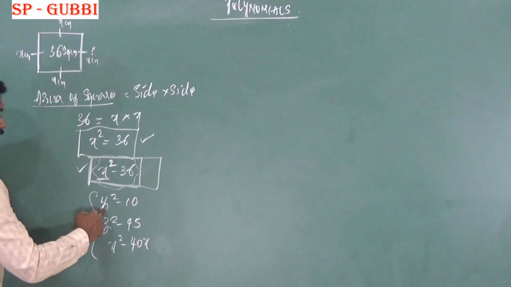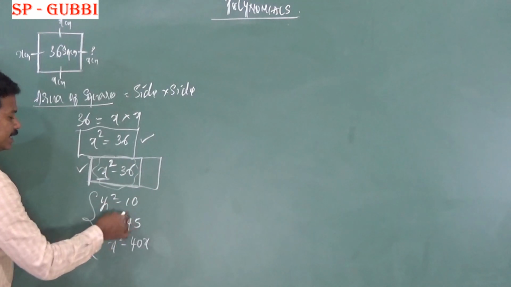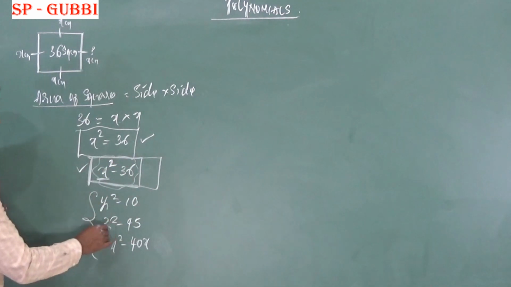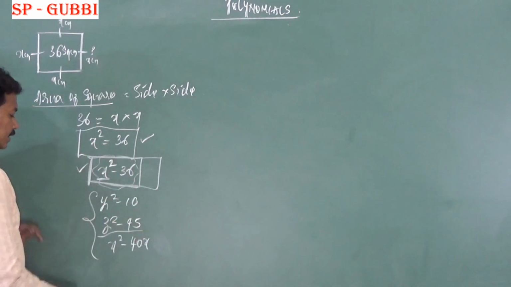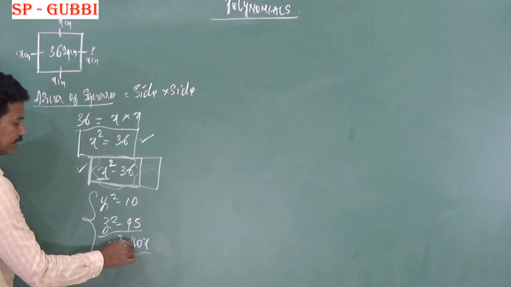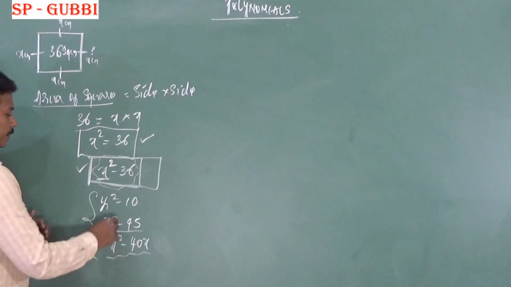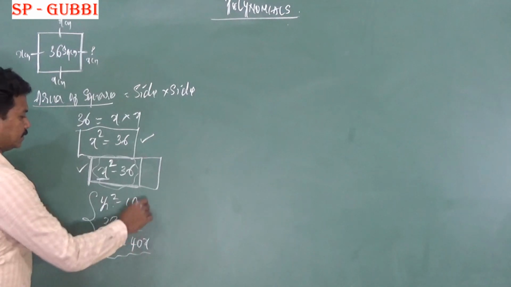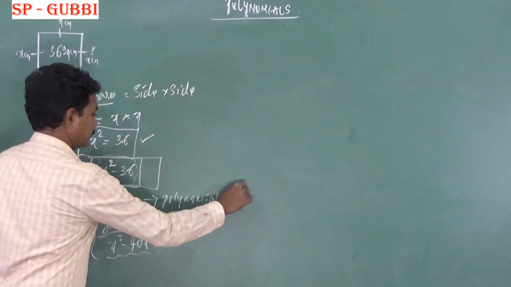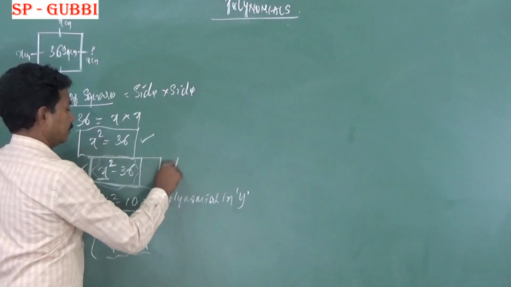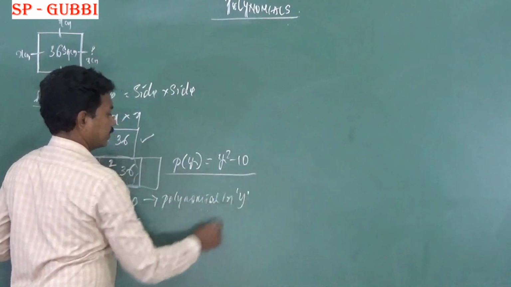Now, if you consider this polynomial, here the variable is y, so it is a polynomial in y. That is how we call it. Here the variable involved in this polynomial is z, therefore it is called a polynomial in z. Here the variable involved is x, therefore we call it a polynomial in x. This is a polynomial in y, and it can be written as p of y is equal to y square minus 10. This is how we can represent the polynomial.